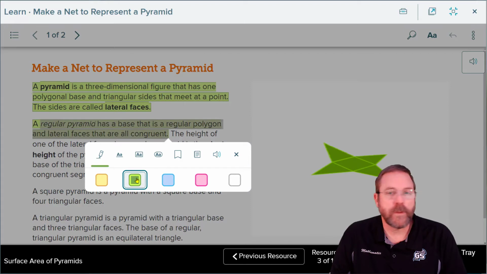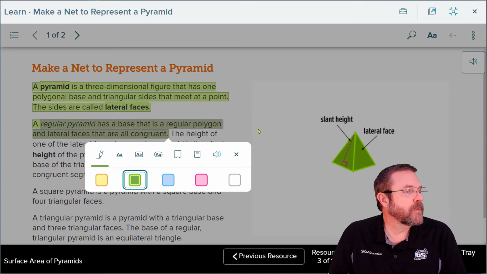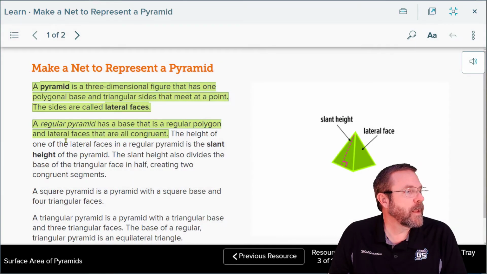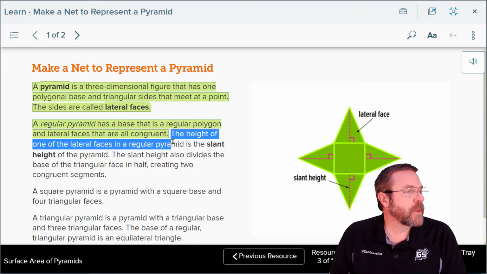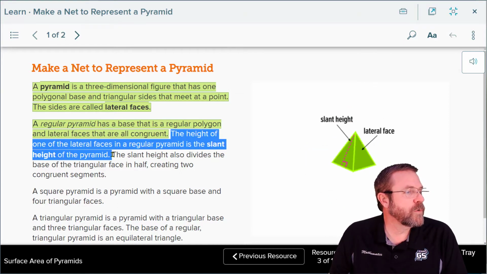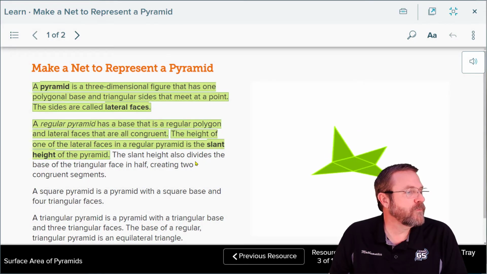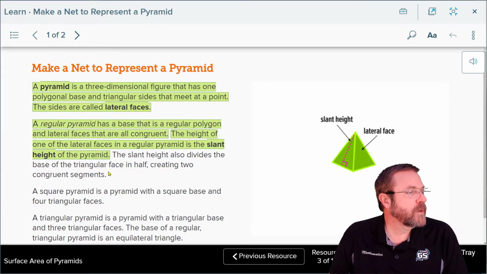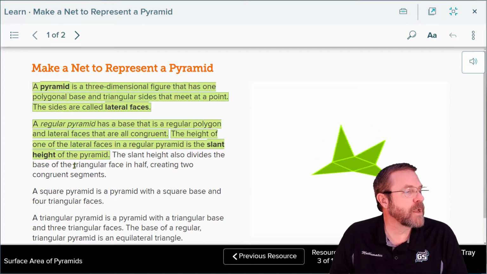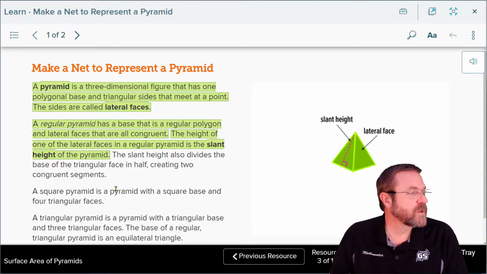So, for example, the Great Pyramid of Giza is going to be a regular pyramid because it has a base that is a regular polygon and the lateral faces are all congruent. The height of one of the lateral faces of a regular pyramid is known as the slant height of the pyramid, and the slant height also divides the base of the triangular face in half, creating two congruent segments.